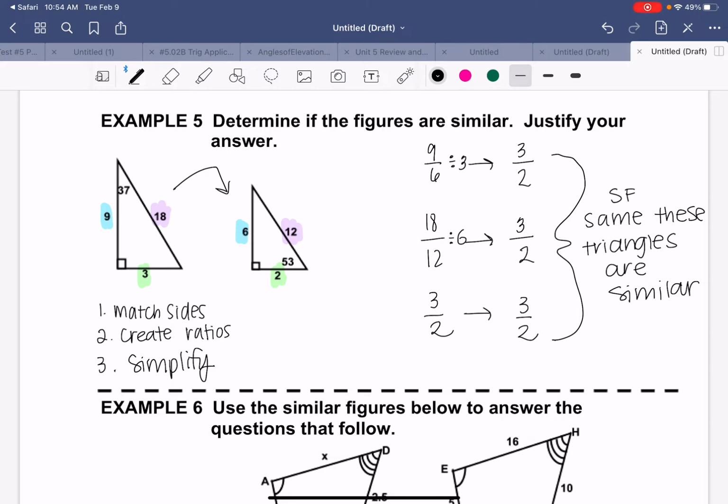This is a great way to practice finding scale factor too. So you found that the scale factor from the big triangle to the little triangle is 3/2.